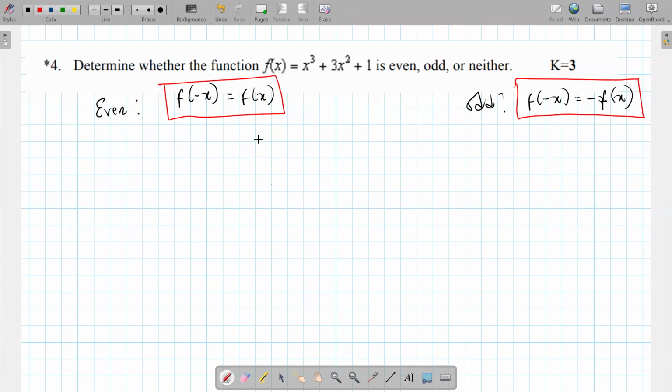So let me show you. Here the question has given us f of x. That's x cubed plus 3x squared plus 1. Every single time, you're just going to plug in f of negative x. What's going to be f of negative x here?